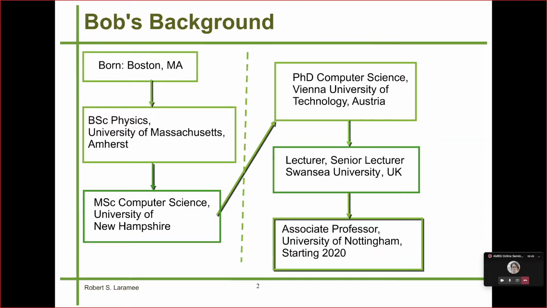So since nobody knows me, I will just give a very 60-second background. I was born in Boston. I studied physics at the University of Massachusetts in Amherst. Has anybody heard of UMass Amherst before? I then studied computer science at the University of New Hampshire in the US. And then there's a dashed line, that is the Atlantic Ocean. And then I jumped across the Atlantic Ocean and studied computer science at the Vienna University of Technology. From there, I went to the UK. I was at Swansea University for some years. And then last year, I moved to Nottingham in February of 2020. So that's just a little bit about my background.